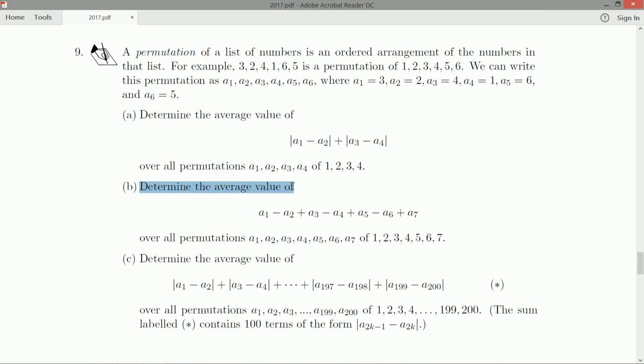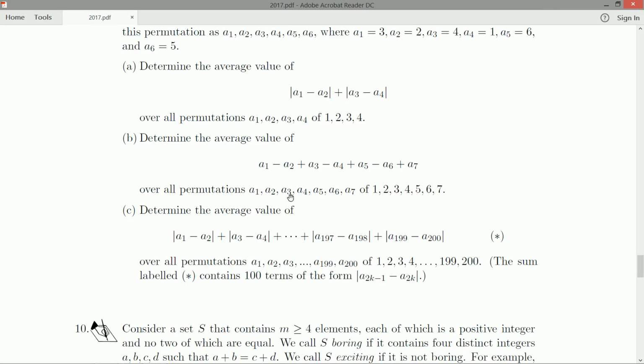B part, determine the average value. So it's again another average value question, but now we have no absolute values. A1 minus A2 plus A3 minus A4 plus A5 minus A6 plus A7, over all permutations of 1 through 7. And C part, now we're back to absolute values. Determine the average value of the sum of absolute values. So once again, we're subtracting pairs, taking the absolute value and adding up all those absolute values, but this time we're going from 1 up to 200.